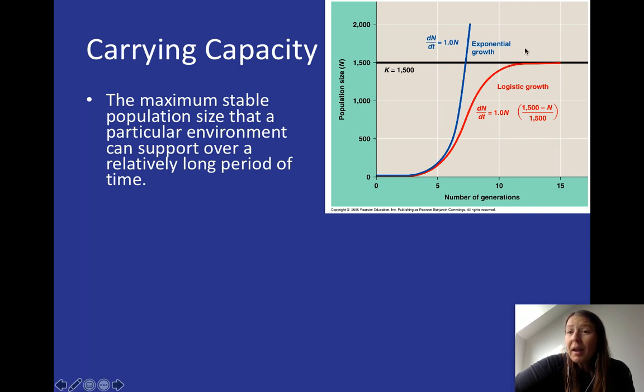It might shoot past it, but then obviously not enough resources. Individuals might die back. It might go below. And so it could fluctuate around it. But in general, the stable population will be the carrying capacity.